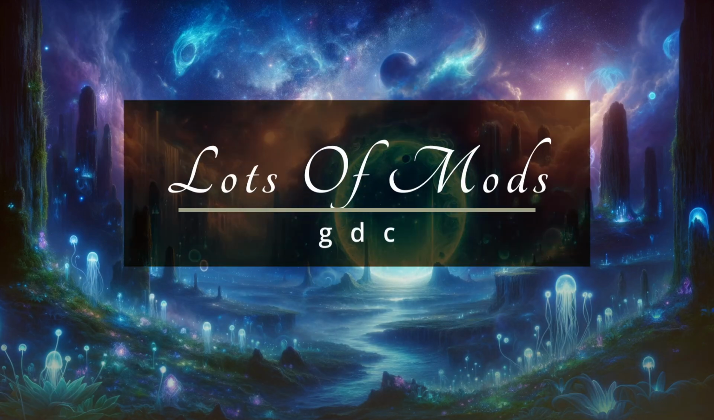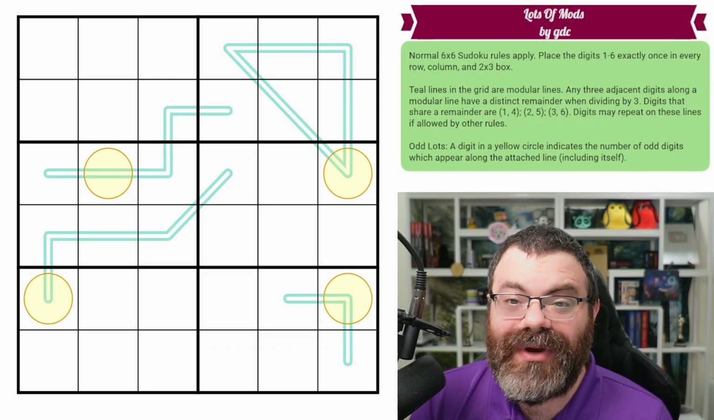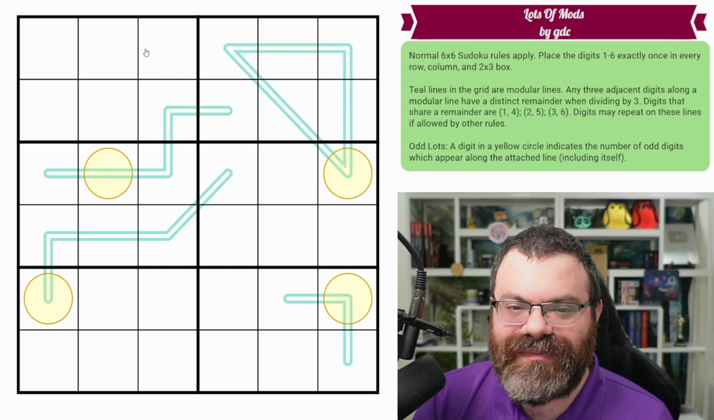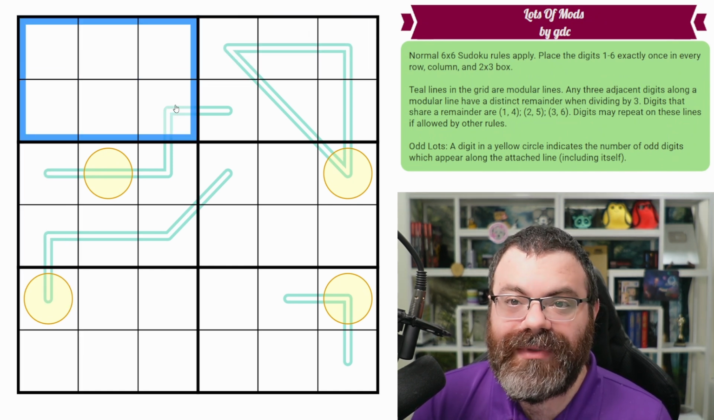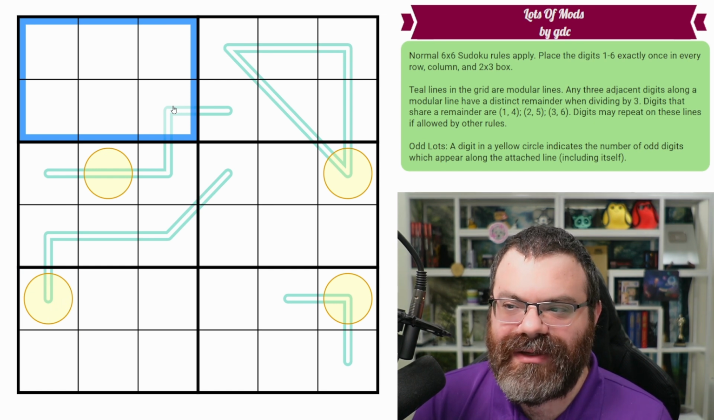Hello, let's continue our Sudoku adventure with Lots of Mods by GDC. So we have normal 6x6 Sudoku rules, meaning in every row, every column, and every 2x3 box, we are placing the digits 1 to 6 exactly once each.